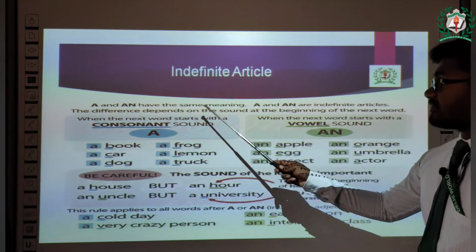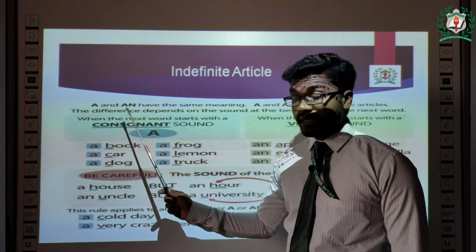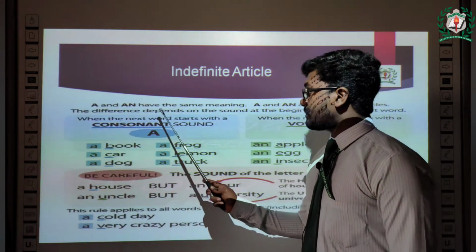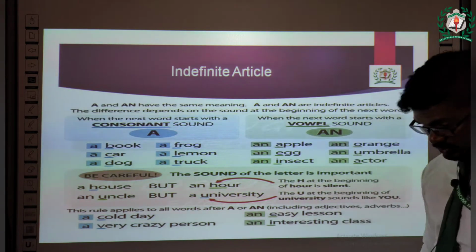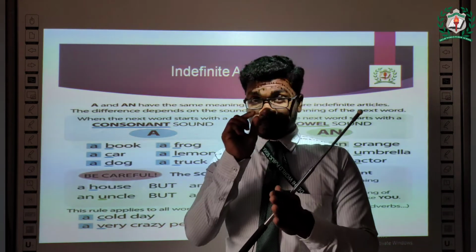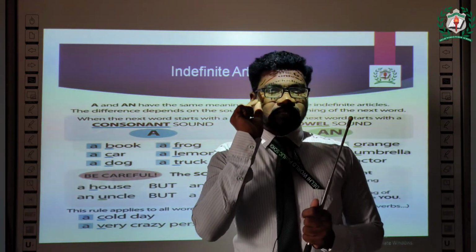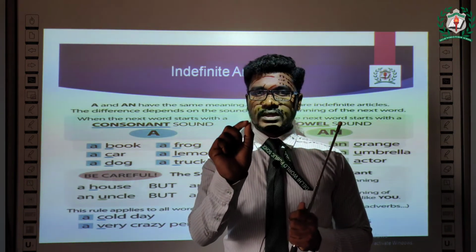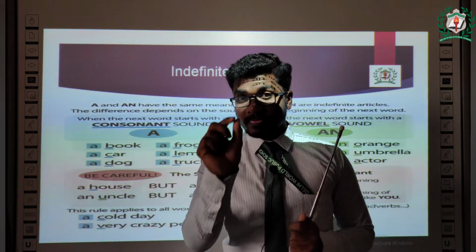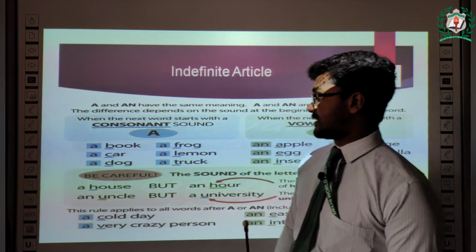A and an have the same meaning. A and an are indefinite articles. The difference depends on the sound at the beginning of the next word. After the indefinite article, the pronunciation, the sound of the next word, will help us to decide which article to use. How is it? Let's see.